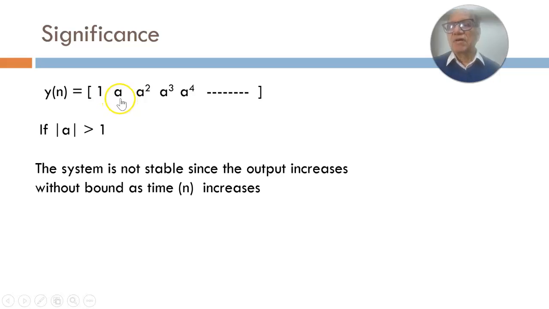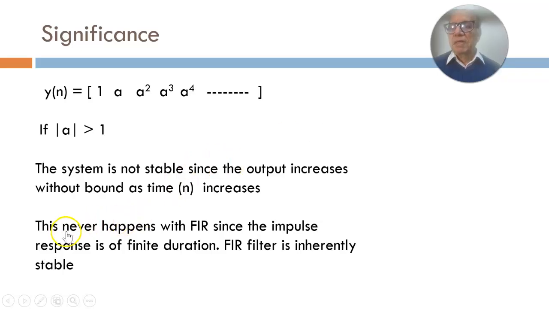If this is greater than 1, for example, this is 2, then this will be 2 raised to 3, 8, 2 raised to 4, 16. This goes on increasing, and it will increase without bound as time n increases. Therefore, this particular filter is not stable when mod of a is greater than 1. Now this is something which never happens with FIR, since the impulse response is of finite duration. So FIR filter is inherently stable.